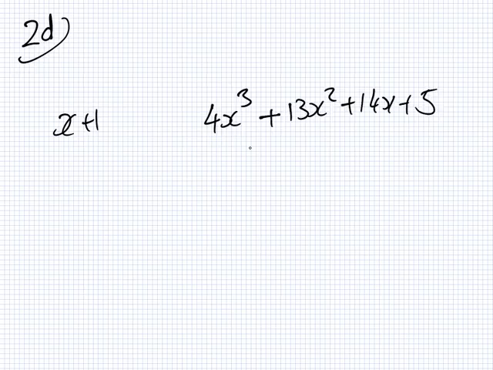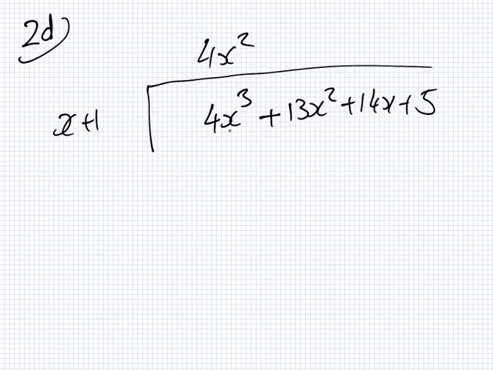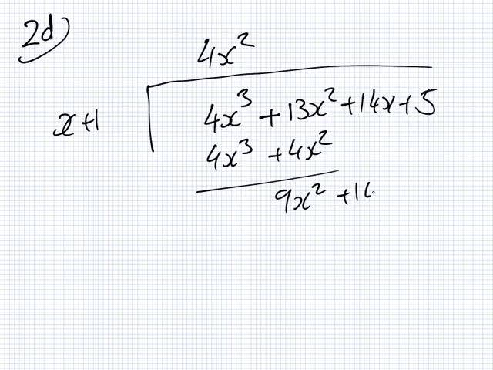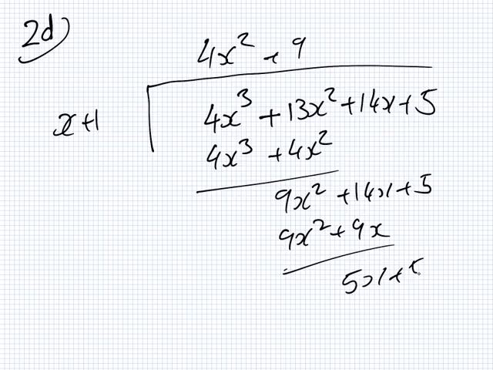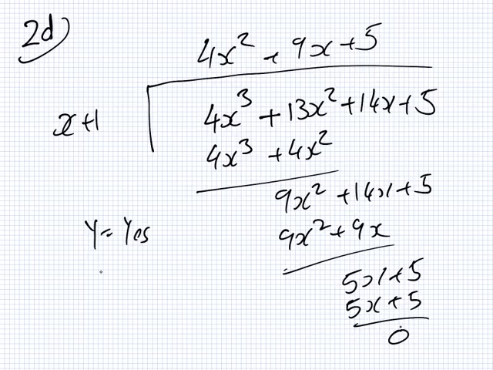Alright, so let's check if it's a factor by dividing really quick. 4x cubed plus 4x squared. That's 9x squared plus 14x plus 5. 9x squared plus 9x. 5x plus 5. Looks like a factor to me. Yeah, it is, but the answers are like Y and N. Y means yes. And N means no.